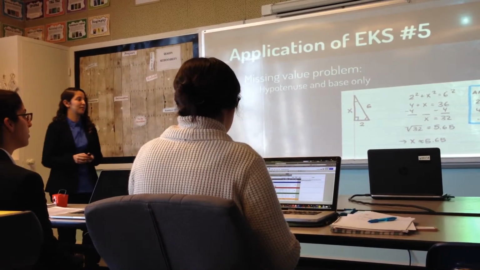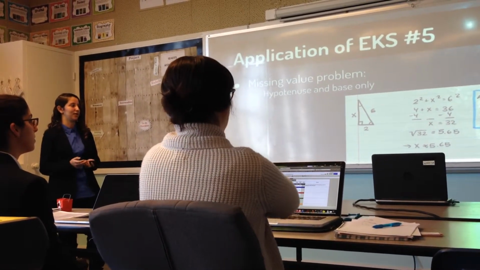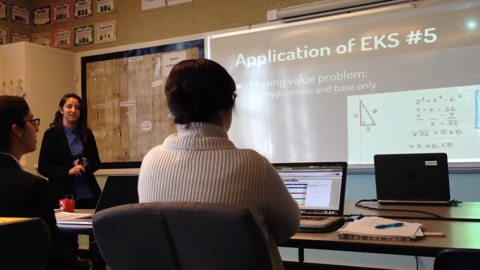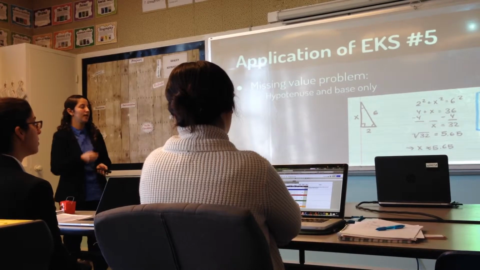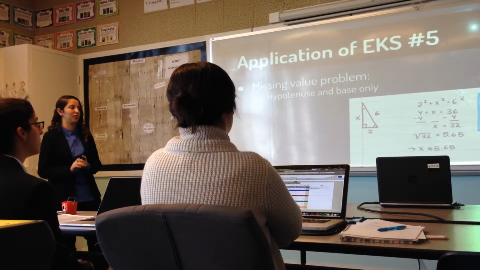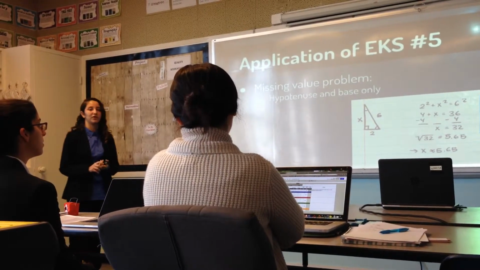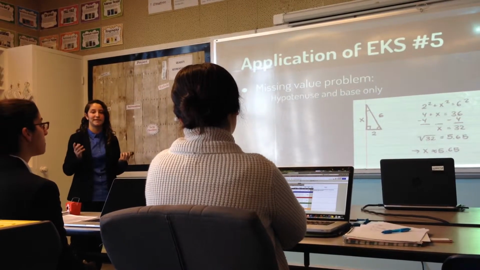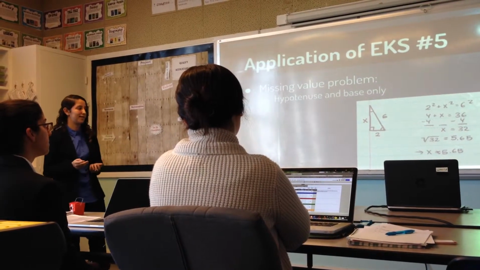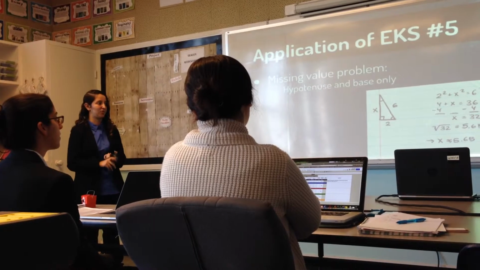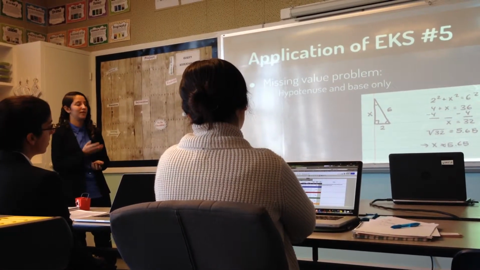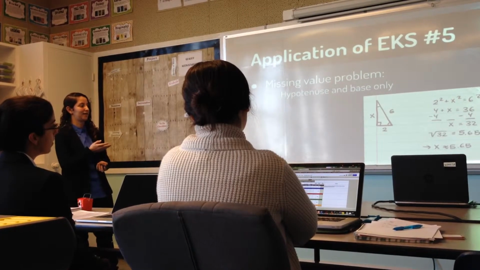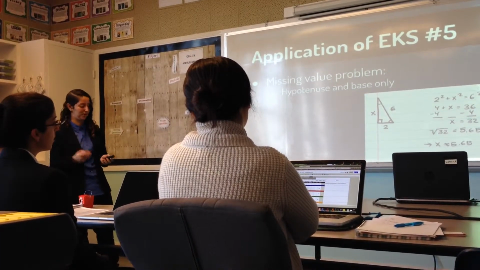I wrote 2 squared plus x squared is equal to 6 squared, which is 4 plus x squared equals 36. I subtracted 4 from both sides to isolate the x variable, and I found out that x equals the square root of 32. The square root of 32 is approximately 5.65 units, which means that if I plug this in, 2 squared plus 5.65 squared must equal 6 squared, which tells me that x is equal to 5.65 units.